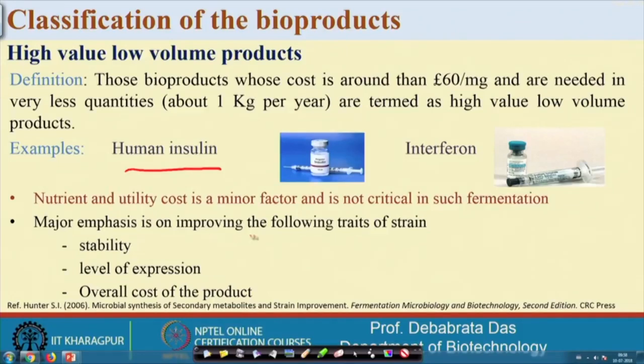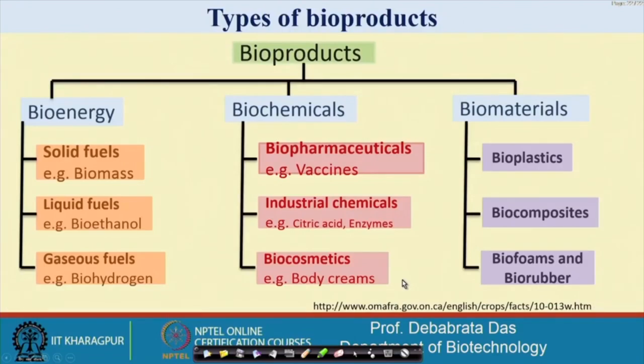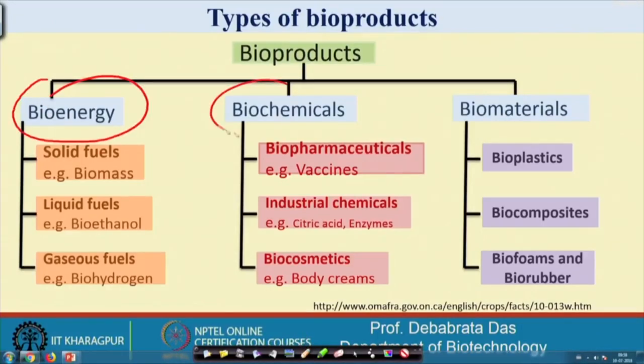The major emphasis on improving the strain is on the stability, level of expression, and overall cost of the products. So these are a couple of important things that we have. Now if you look at the types of bioproducts, categorically they can be divided into three types: one we call bioenergy, another is biochemicals, and the third is biomaterials.